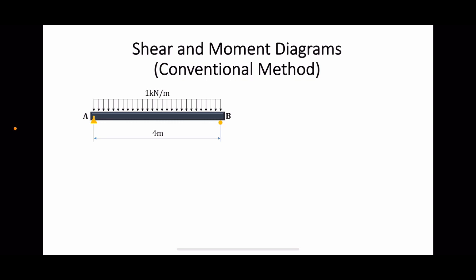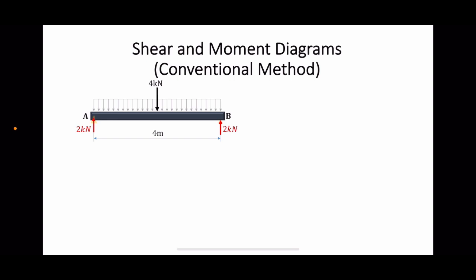Now let us review the conventional method that we learned in statics to plot shear and moment diagrams. To be specific, let us use the method for the beam shown on the screen. First, we will find the support reactions by plotting the free body diagram for the entire beam while replacing the distributed load by a concentrated load. Through the equilibrium equations, we can easily find the support reactions as depicted on the screen.